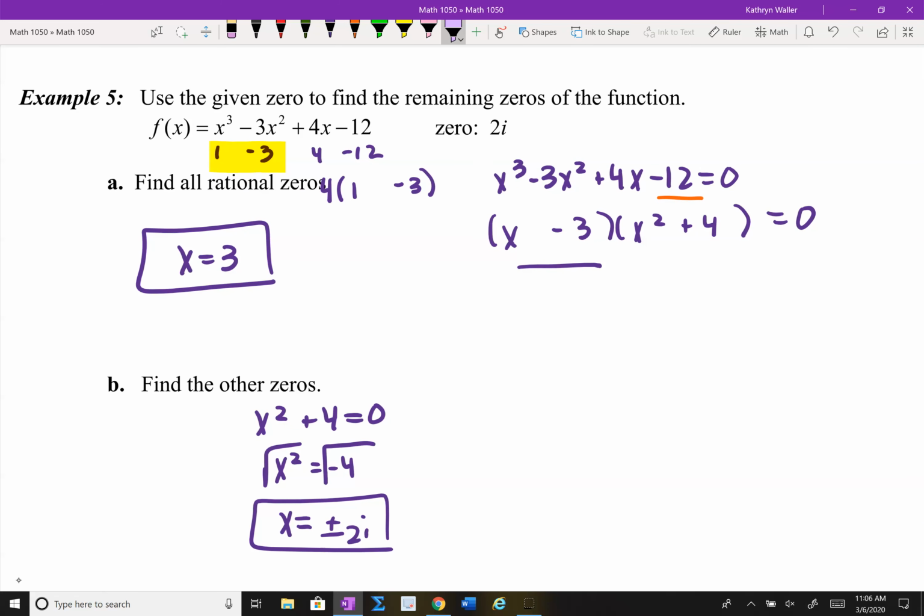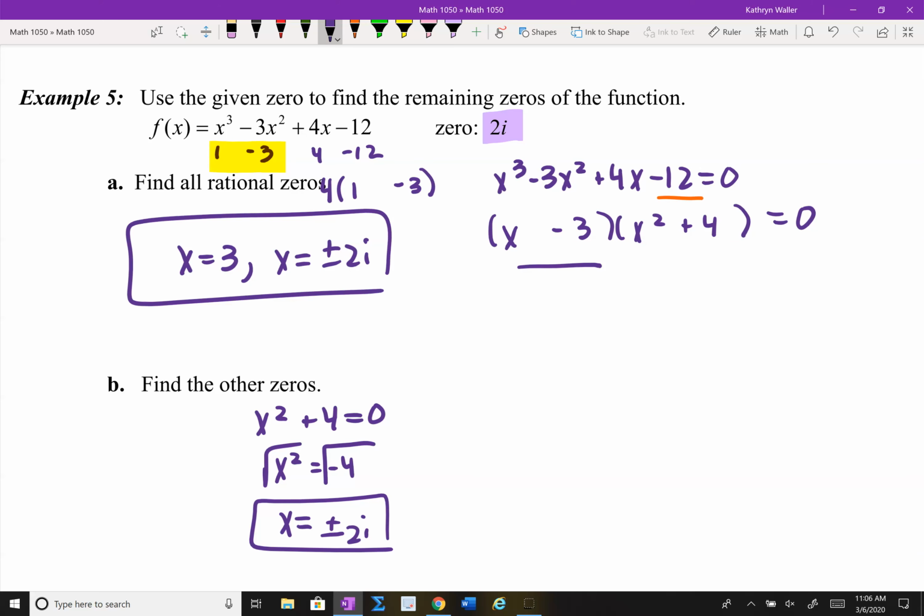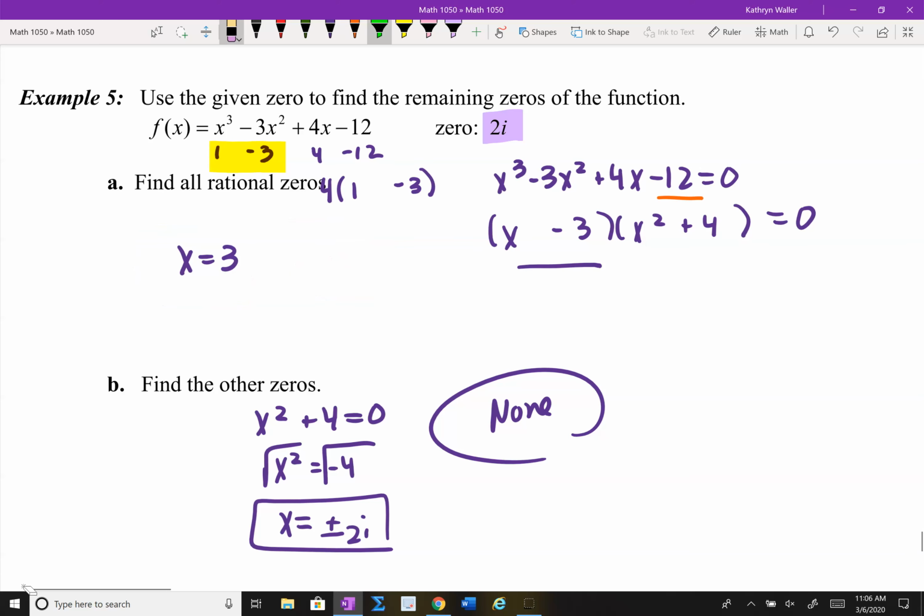The other thing I could do with this problem, did I get 2i as an answer? Yeah. So I'm feeling really good about this. On the quiz, some of you did this. You did, like up here, rationals. You said x equals 3 and x equals plus or minus 2i, and then down here you said none. Okay, so you have to understand what's rational and what's not. Anything that has an i in it or a square root in it in the final answer, that is other. Okay, so that's the correct answer.